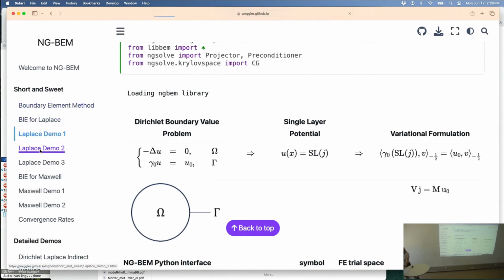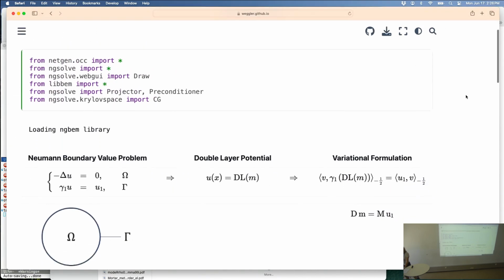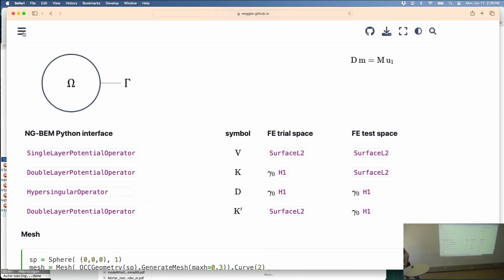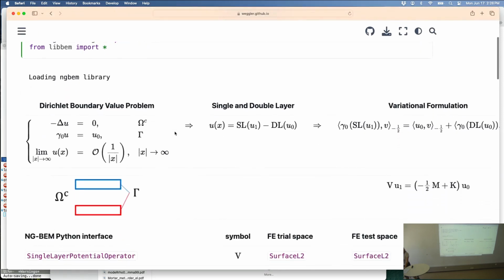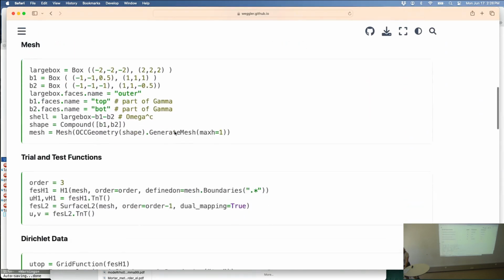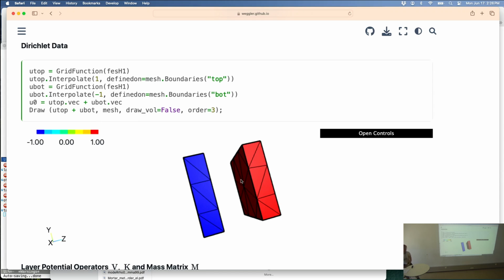The second example is a Neumann problem. I skipped the Neumann problem. I want to show you the third example. It's again Laplace with a capacitor problem. So you have like a plane capacitor. You have Dirichlet conditions on those two blocks, and those Dirichlet conditions are the potentials fixed to a constant on top and on the bottom.